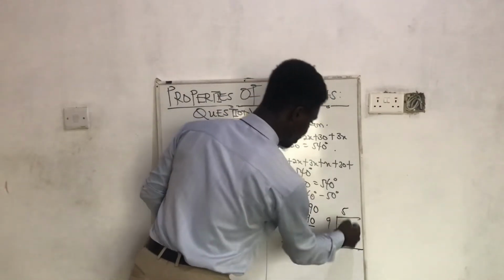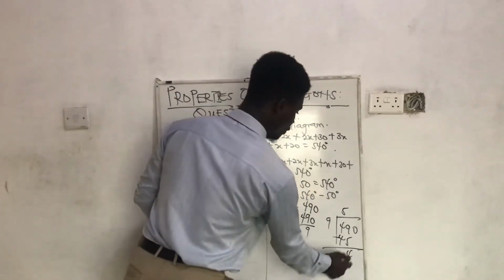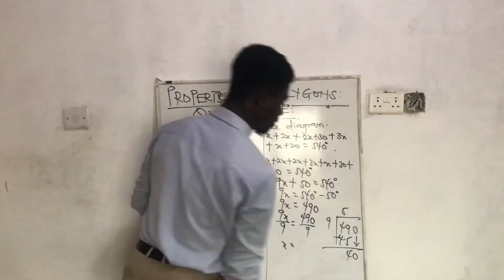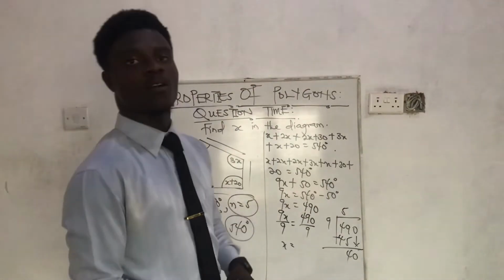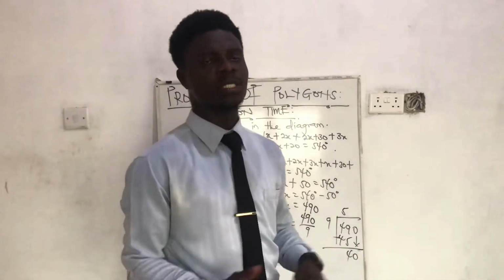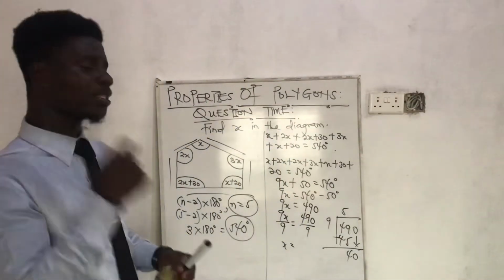Then we subtract 45 from 49, which is what? 4. Can 9 go into 4? Still no. So you drop the 0, making what? 40. So now 9 into what? 40. Let's see. 9 4s are what? 36. 9 5s are 45. So 9 4s are 36.